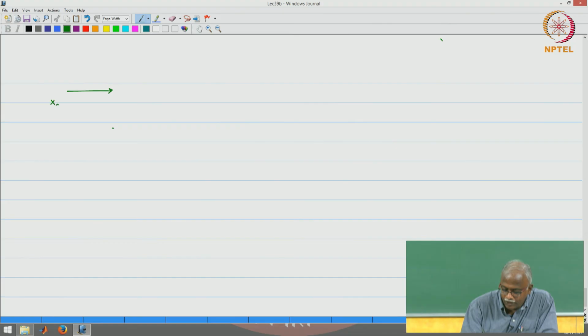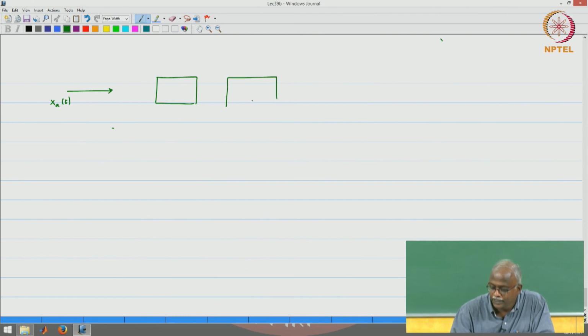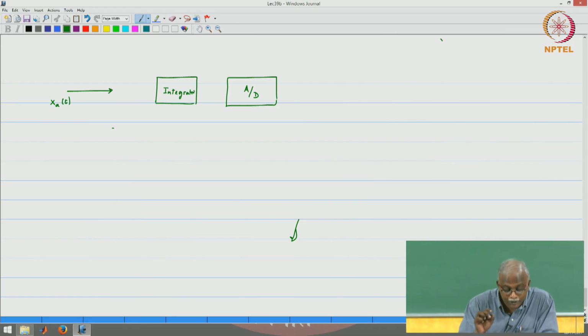I have the analog signal xa(t). This is going to be the C to D type of quantizer. I am going to precede the quantizer. So, instead of C to D, we will think of it as an A to D converter, basically a finite number of bits conversion, but I am going to precede it with an integrator.